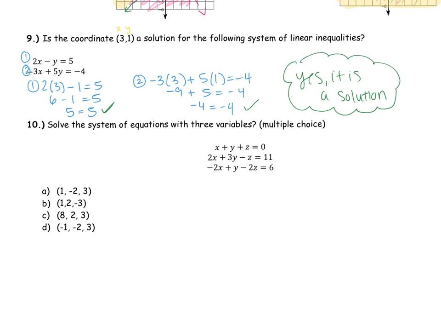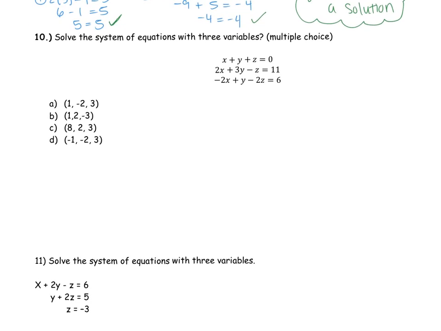All right, let's move into problem 10 here. For number 10, we are trying to figure out or solve the system equation for the 3 variables. So this is a multiple choice question where you have to figure out which one of these 4 coordinates is the correct one that works out for all 3 equations.